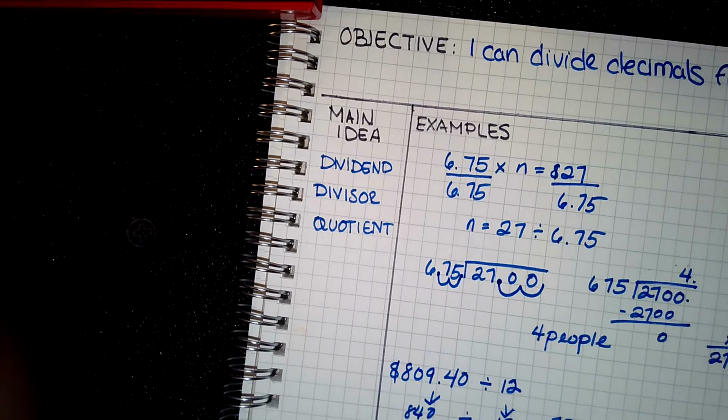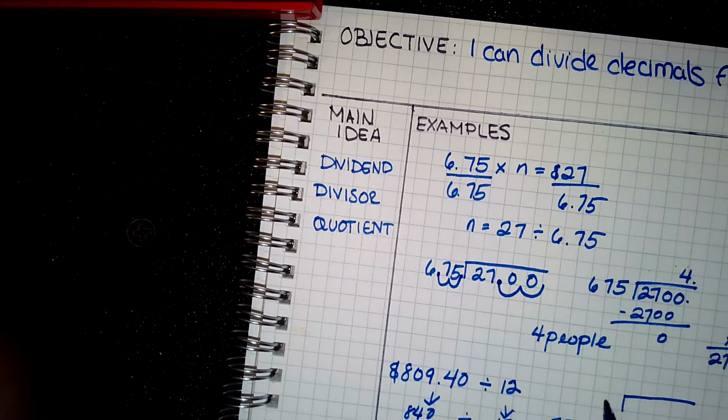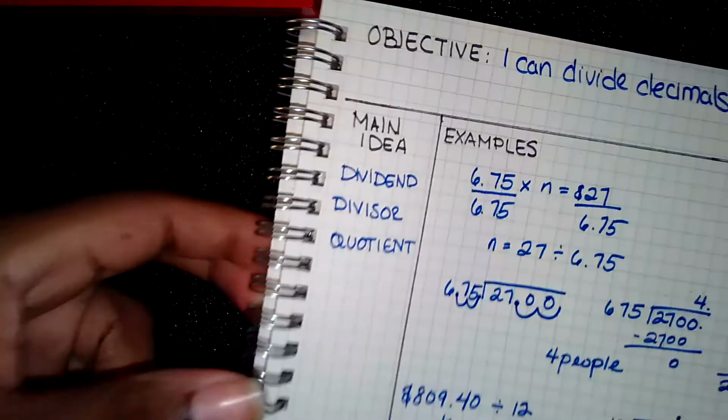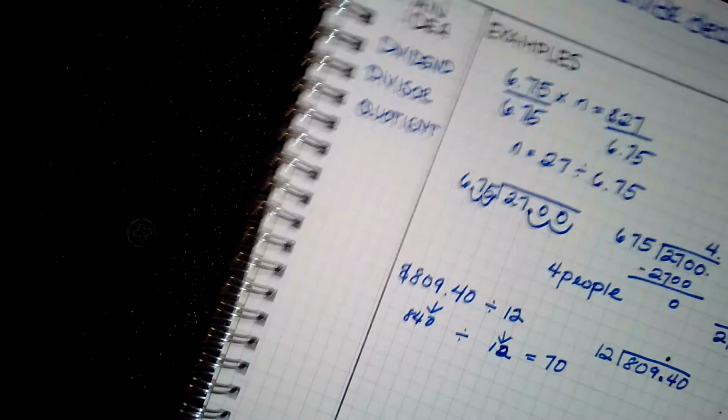So let's set up my division problem. My divisor goes on the outside, so 12, and my dividend is on the inside, 809.40. I'm going to make sure my decimal point goes up right above each other so they're lined up. Let me scoop this up so you can see what I am doing.